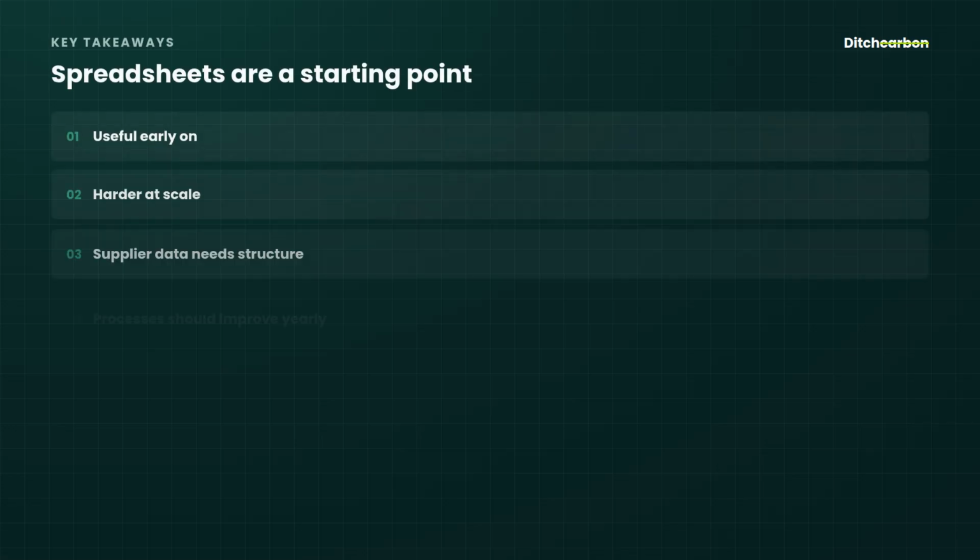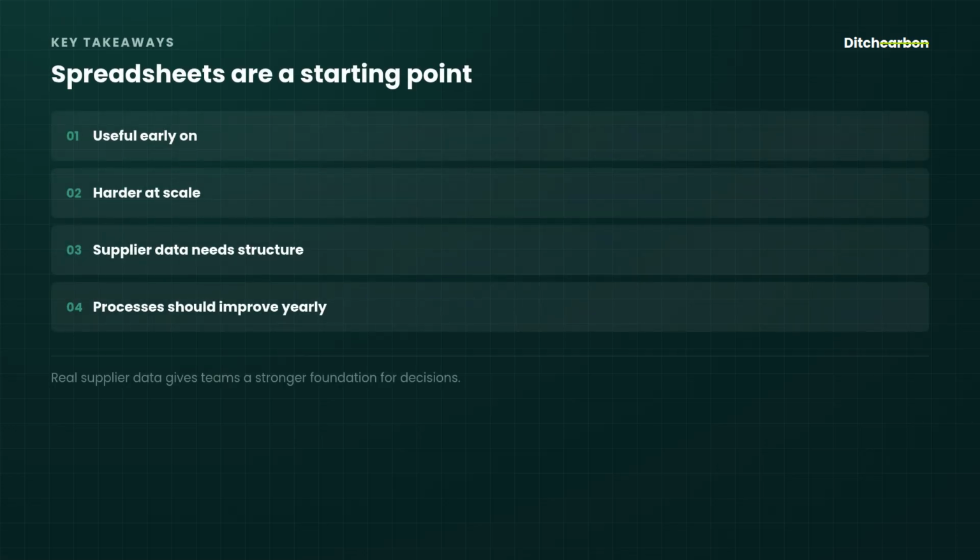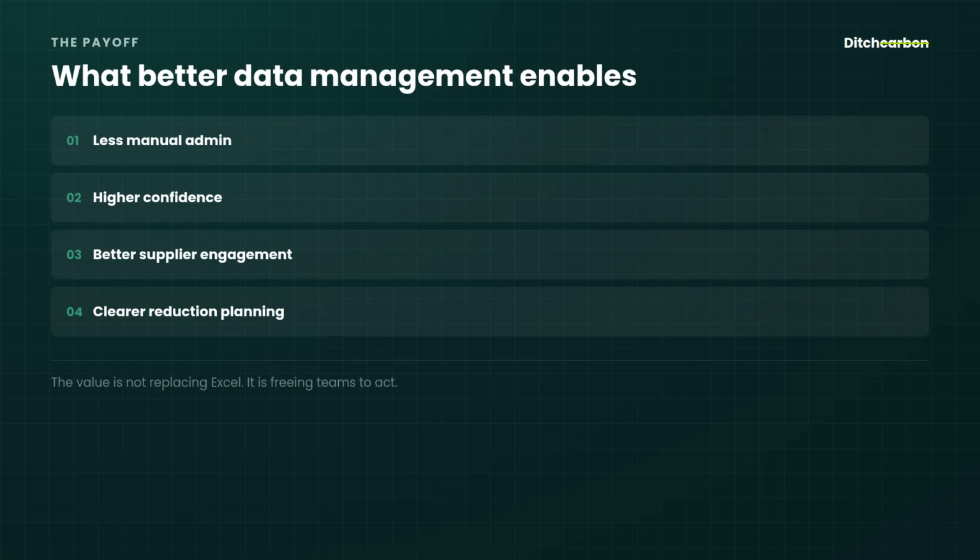So let's recap. Spreadsheets aren't the enemy. For many organizations, they're the right place to start. But as supplier engagement grows, spreadsheets become increasingly difficult to manage. Real supplier data changes that. Instead of chasing files, you manage suppliers. Instead of searching for the latest spreadsheet, you have one source of truth. And instead of spending your time organizing information, you spend more time understanding emissions and deciding where to reduce them. Better Scope 3 data management isn't about replacing Excel, it's about building a process that scales as your supplier engagement program grows.